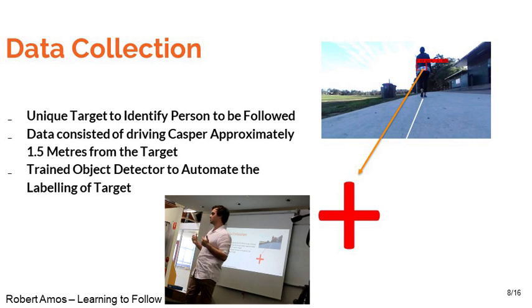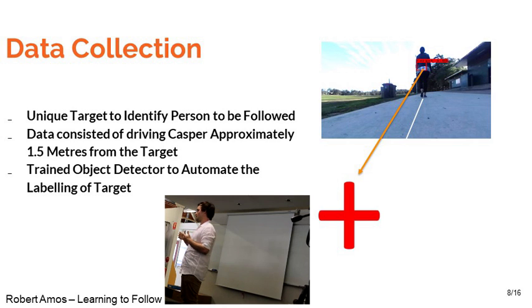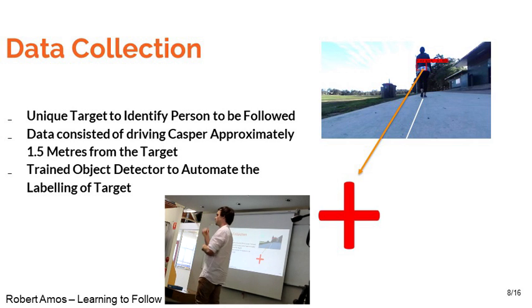So in order to create the data set for the model to learn from, the Casper platform was driven approximately 1.5 meters away from a lead person, and the lead person had this unique target attached to the back of them. In order to label the large amount of bounding boxes that were required to train the target detection task, another object detection network was trained on the unique target. And this efficiently labeled all 25,000 images that I had in my data set.